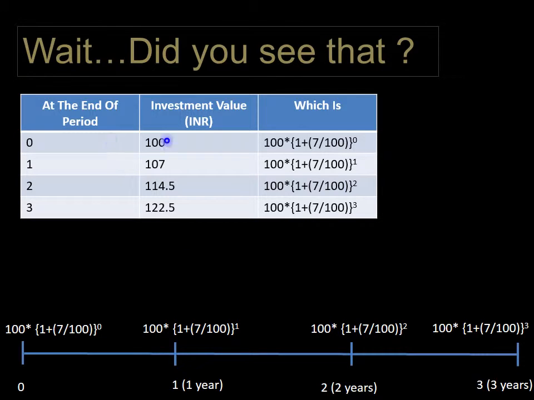At period 0, I had 100, which is the same as 100 times (1 plus 7 by 100) raised to 0. Do you see? The number 0 and the power 0 are the same. At the end of year 1, where 1 year has lapsed, on the timeline, the number 1 signifies the end of the first period. It means that the first period has lapsed. It's not the beginning, but it's the end.